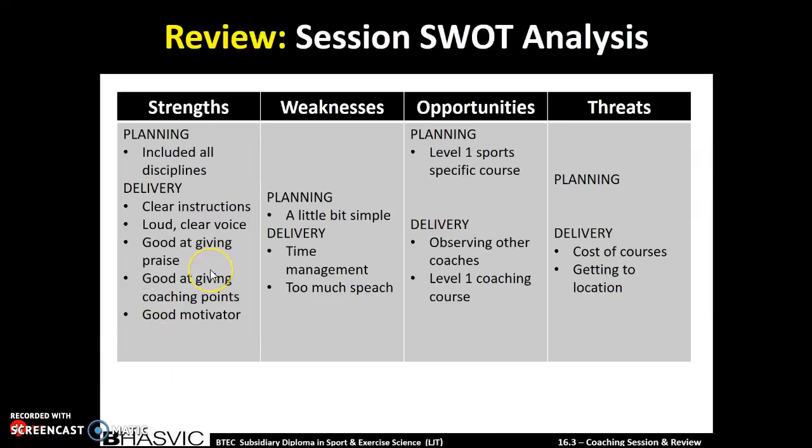There are some opportunities that I could take to improve on these weaknesses that have appeared during both the planning and delivery of my session, to therefore make some of these weaknesses possibly some of my best assets.